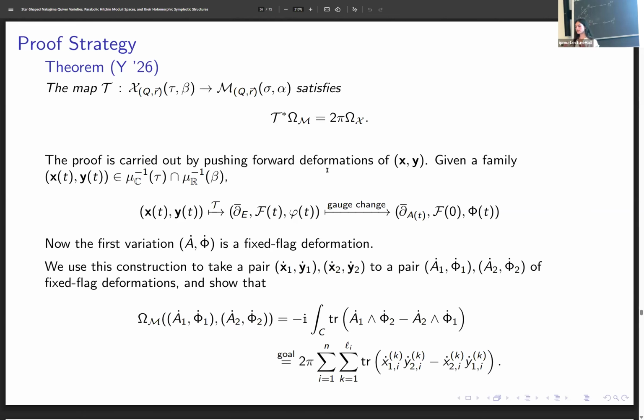So I do this simultaneously to a pair of deformations. Then I produce this A dot and this phi dot, and I plug it into omega. And the goal is to prove that that integral results in this.